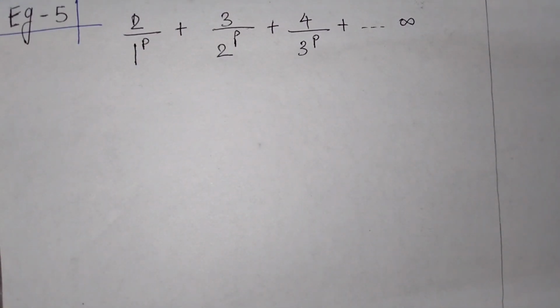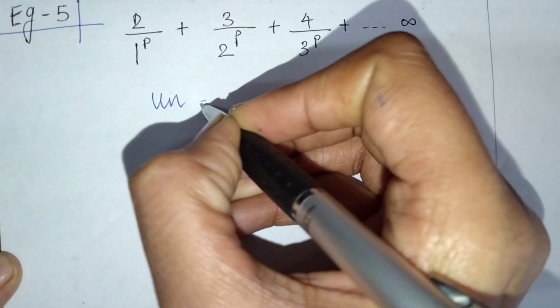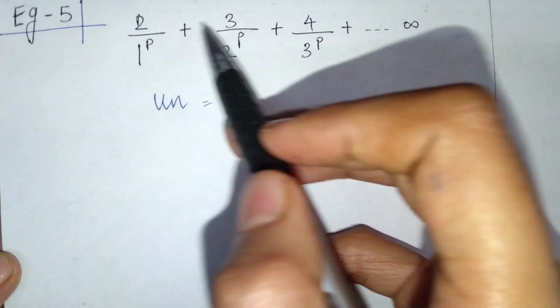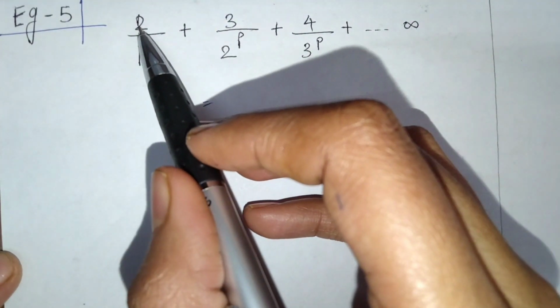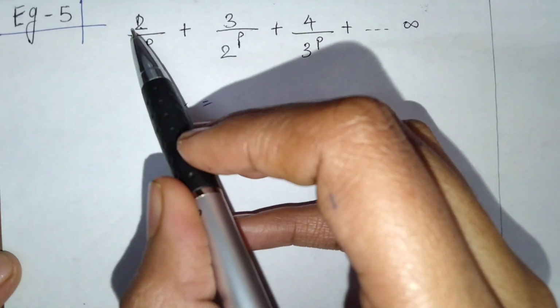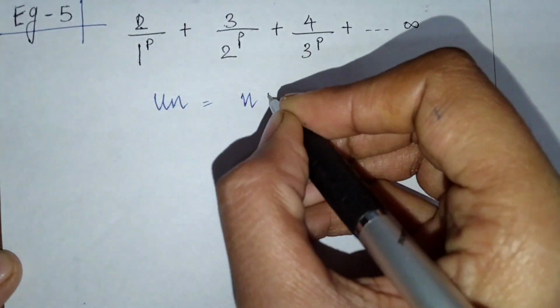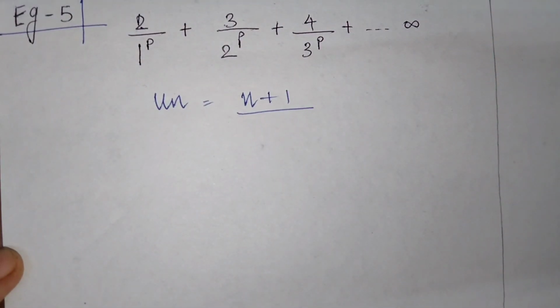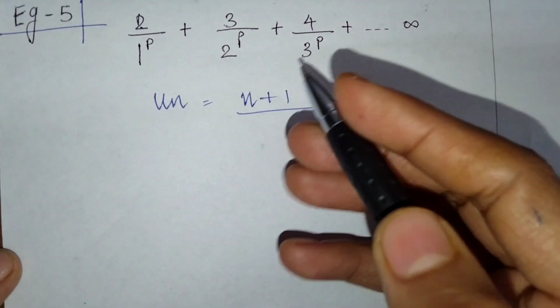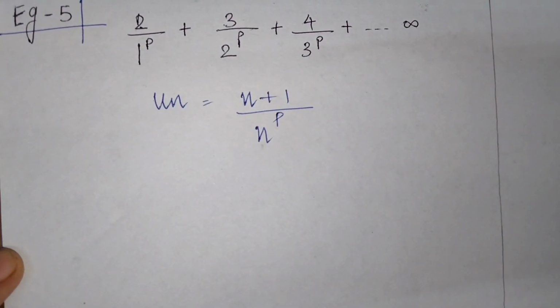So example 5. 2 upon 1 raised to p plus 3 upon 2 raised to p plus 4 upon 3 raised to p and so on is given. Now from this series we can find out Un. So Un will be, here we can see that all natural terms are not there in the numerator, but we have 2, 3, 4. It means that it is 1 plus 1, 2 plus 1, 3 plus 1. That is, we can write that it is of the form n plus 1. Okay. Numerator part is of the form n plus 1. And here we have n terms. So we can write n raised to p.